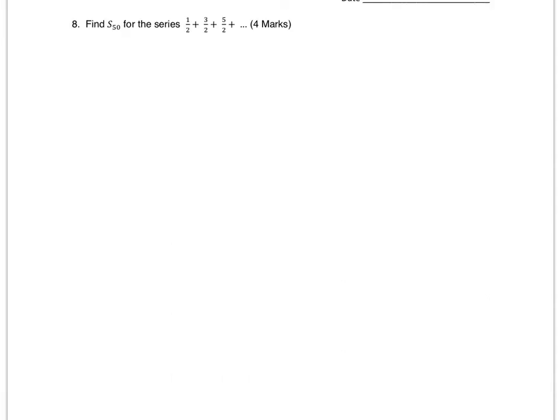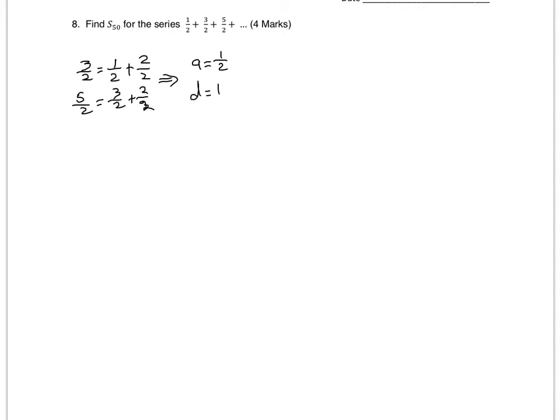The next question says, find the sum of the first 50 terms for the series 1 over 2 plus 3 over 2 plus 5 over 2 and so forth. First, we have to find the type of series. Since 3 over 2 is 1 over 2 plus 2 over 2, and 5 over 2 is 3 over 2 plus 2 over 2, this means that this is an arithmetic series with a is 1 over 2 and d is 2 over 2, which is 1.